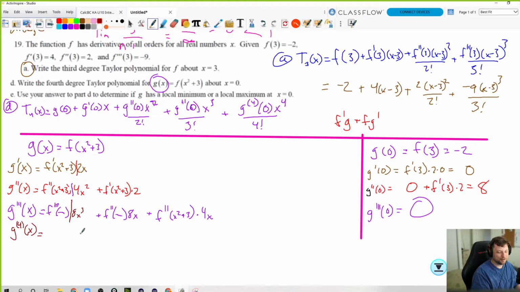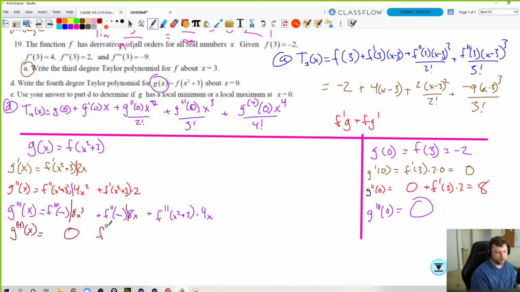I got to product rule this. So to save us time, if you product rule this, we're going to have the same problems where this is just all going to be zeroed out. There's going to be times some x's. When you product rule this one, okay, so I'm going to product rule this one.